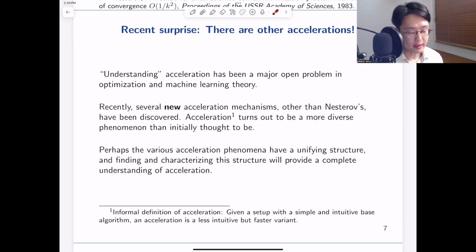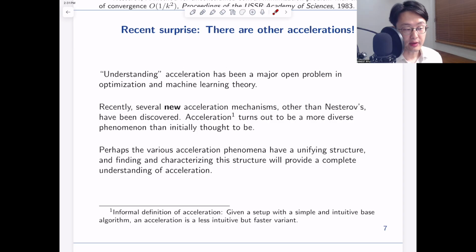And again, it's not just me. There are several other smart, respected people in the field that agree that the problem of understanding acceleration is an open problem. And because acceleration is such a major, important component in the theory of optimization, it really is a major open problem in optimization and machine learning theory.